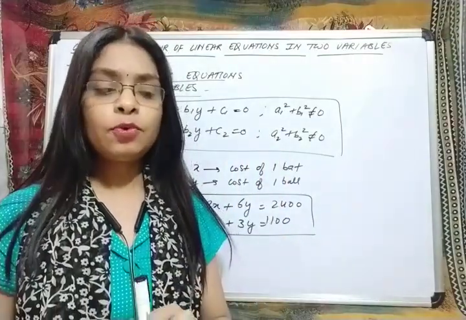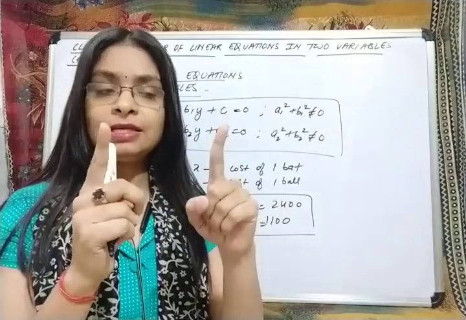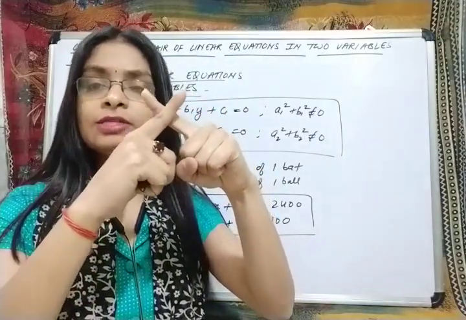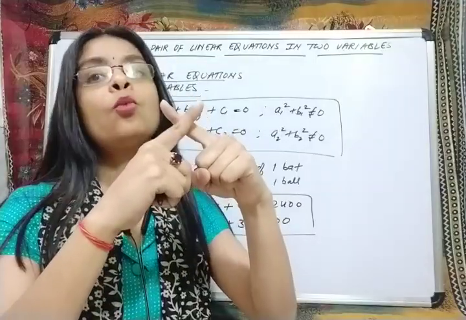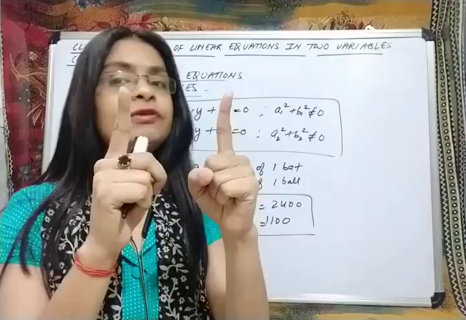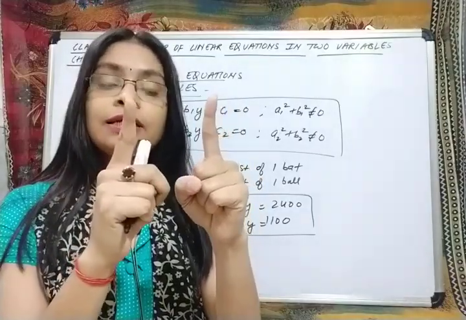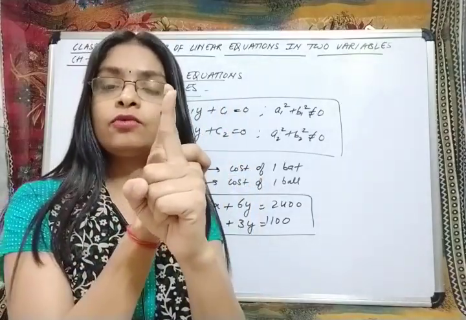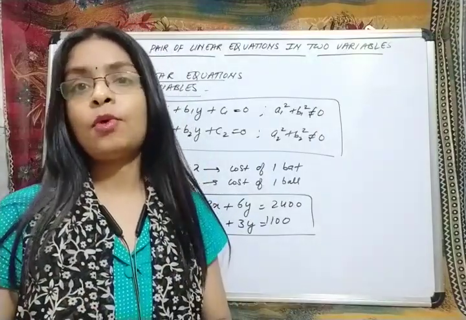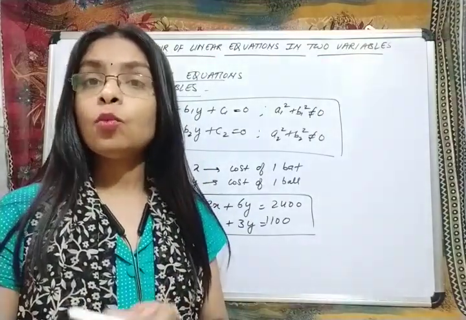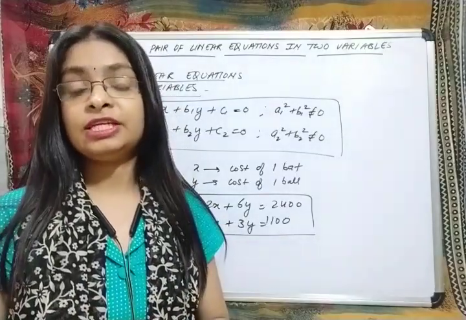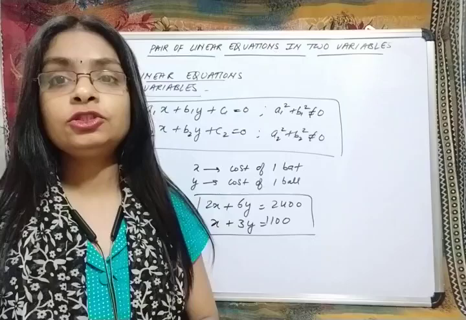What are those? Suppose I am taking these 2 lines. Either these 2 lines may intersect at one point, or these 2 lines are parallel to each other and will never intersect. And the third is that they will coincide, one over the other, that is, they will form only a single line. So these 3 conditions are possible. Now we'll see what type of equations represent these graphical representations of the pair of linear equations in two variables.